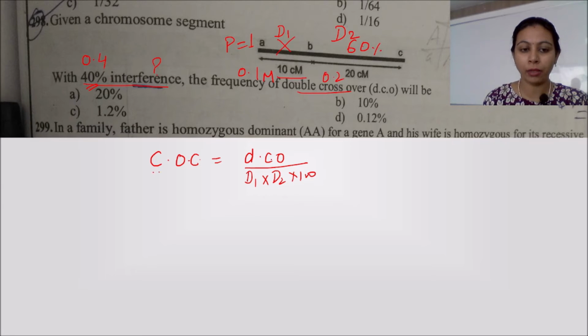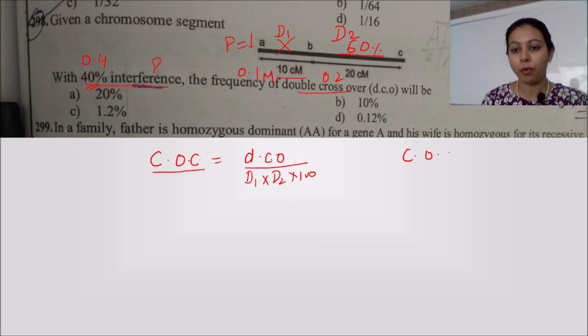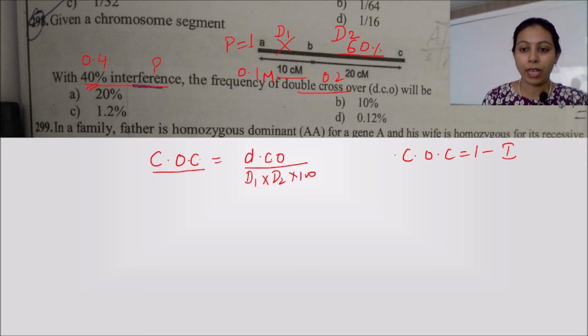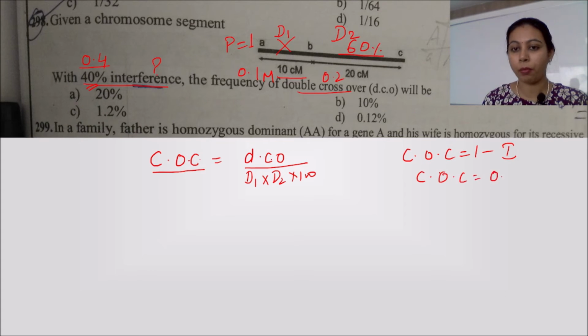Now how can I calculate this coefficient of coincidence? The coefficient of coincidence tells you the chances of crossing over between B and C. As we have expressed the condition in probability form, the coefficient of coincidence is equal to 1 minus the interference. Here the interference is 0.4, so the coefficient of coincidence will be 0.6.